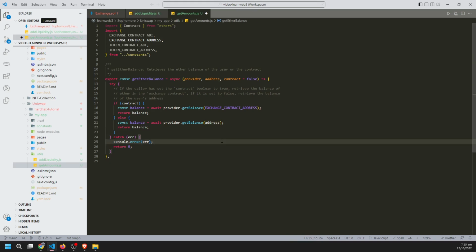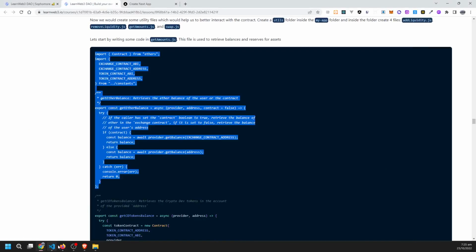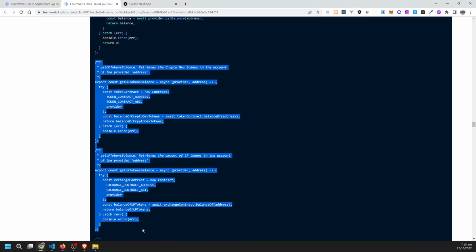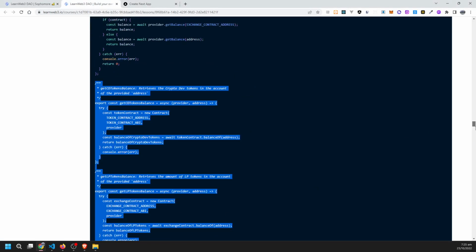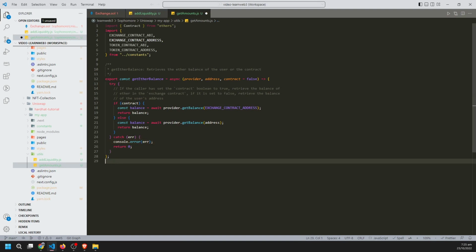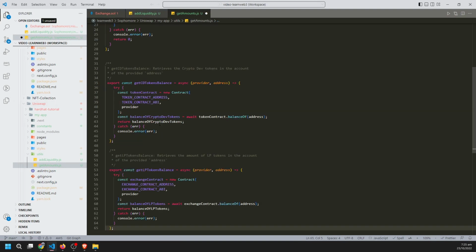Now let's move on and copy the other two functions. Yes, getCDTokensBalance retrieves the Crypto Dev tokens in the account of the provided address. Here it is, and then getLPTokensBalance. So here we are taking the balance of the exchange.